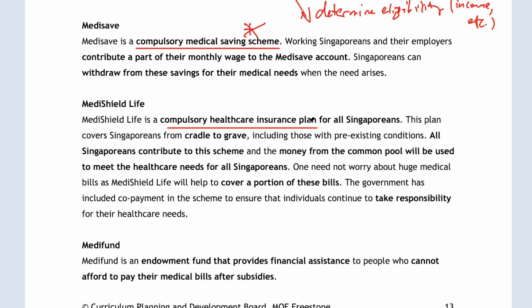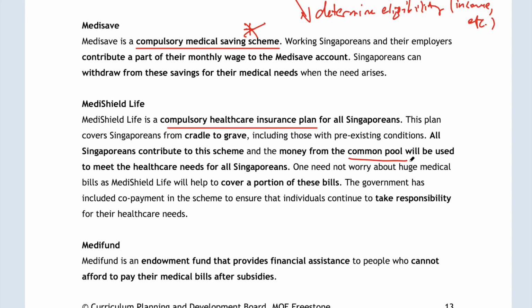How it works is essentially every Singaporean must contribute to this scheme by putting money into what we call a common pool. This common pool will be used to help those that need the help in paying for healthcare services. So it will be used to meet the healthcare needs of every single Singaporean. They don't need to worry too much about having a very large medical bill at the end of it, because this insurance plan plus MediSave will probably cover most of the bill already.